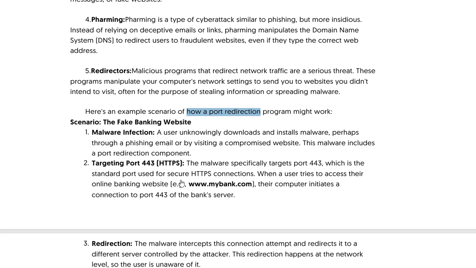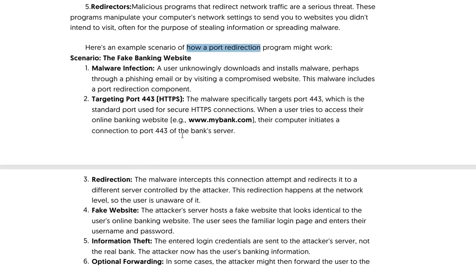So when the user tries to access their online banking website, for example mybank.com, their computer initiates a connection to port 443 of the bank server. Okay, so next is redirection. This is the targeting, where the client wants to communicate with the mybank.com server.